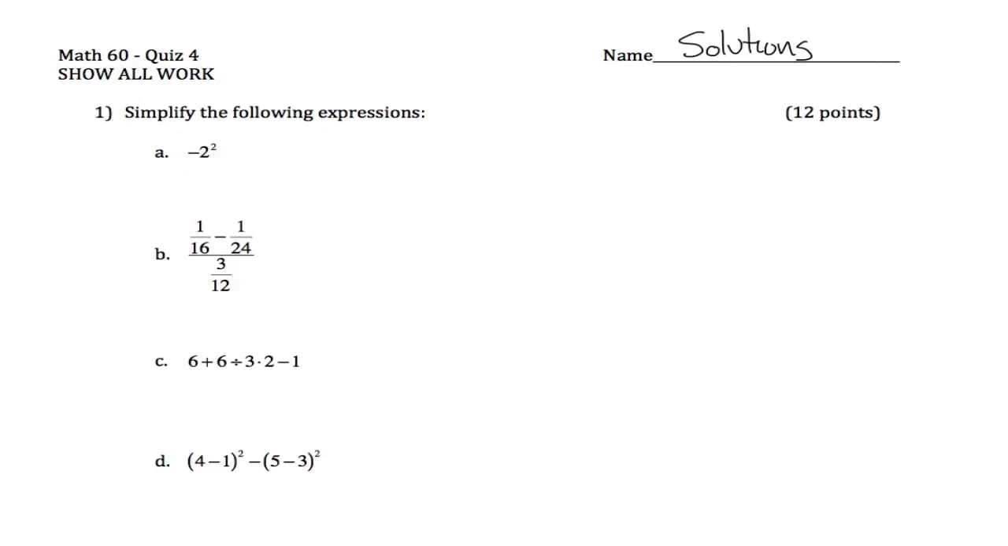Alright, quiz 4 solutions. Number 1 here, we're just asked to evaluate these expressions. That is, say what number these things are equal to. This first one will probably be missed by some people.